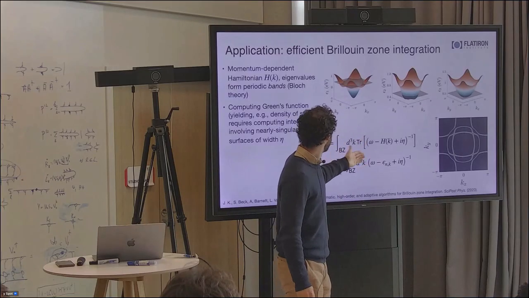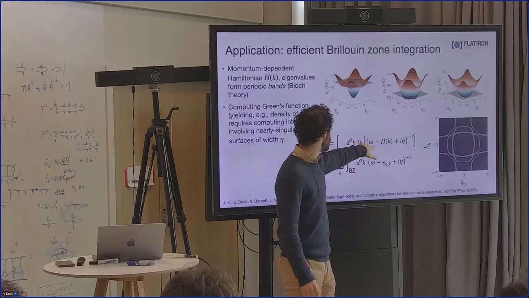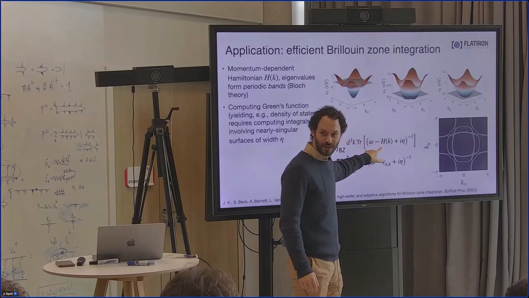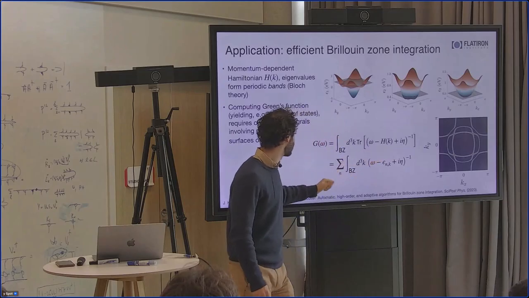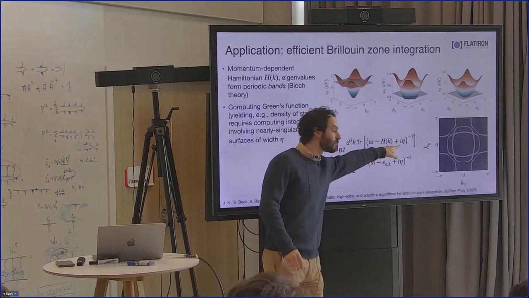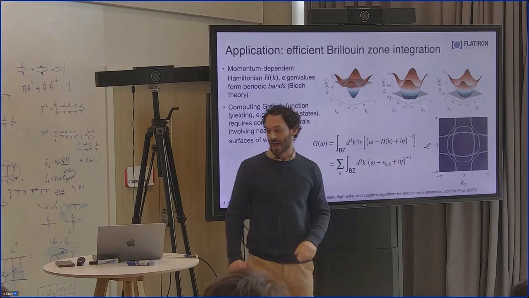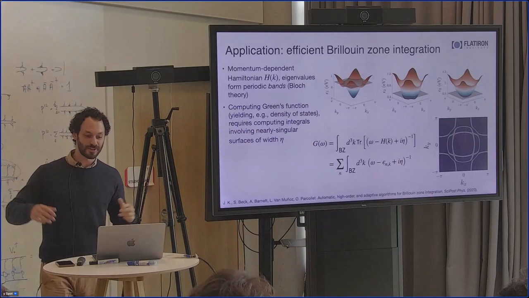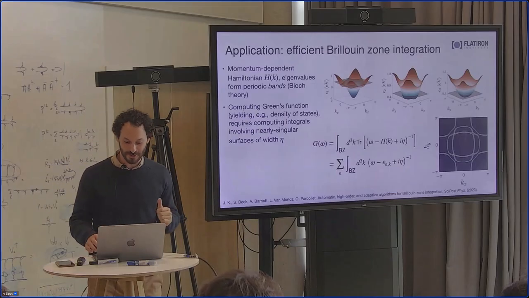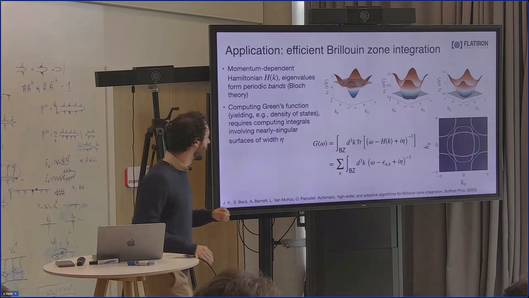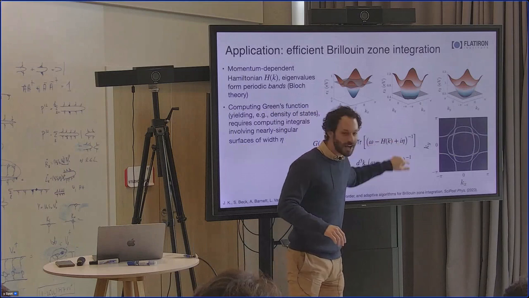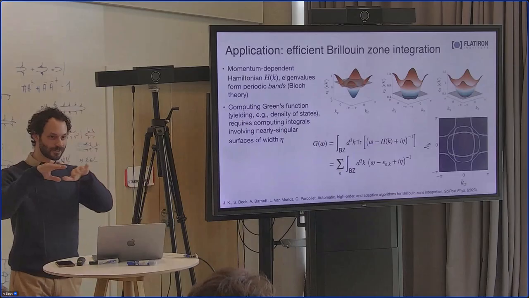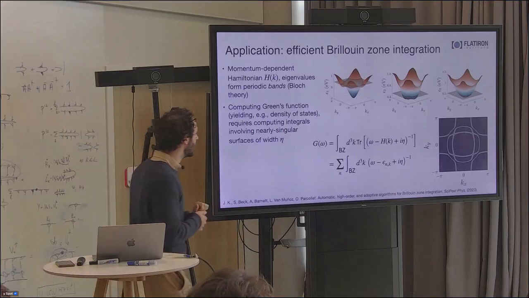So what happens? We fix some omega. And when omega hits an eigenvalue of h of k, we get a near singularity, which is smeared out by i eta. And in many real simulations, for example, the DMFT simulations that we like to do at Flatiron, the role of this i eta is replaced by a self-energy, which is a physical thing that physically smears out the integrand.